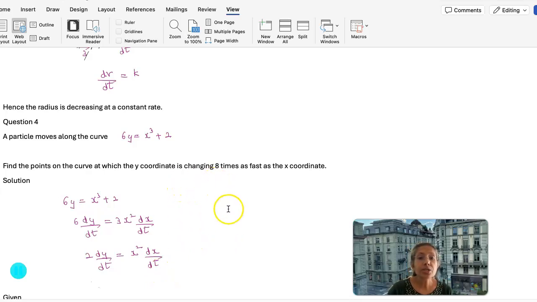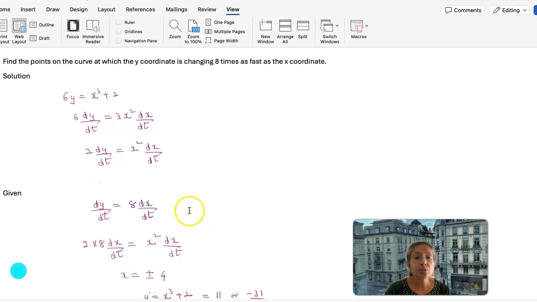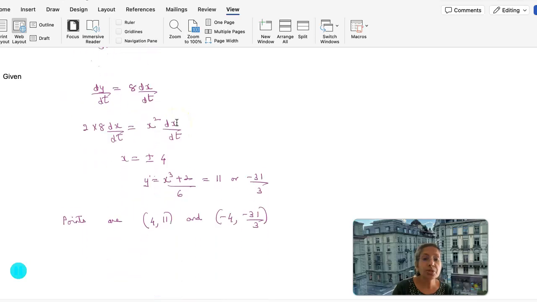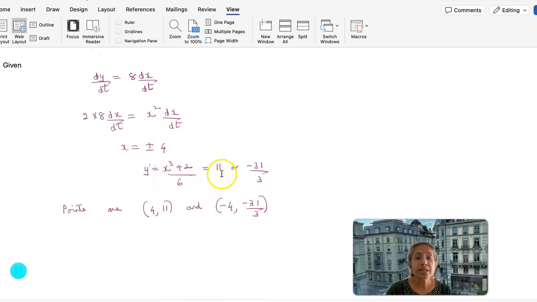Now the y coordinate is changing 8 times as fast as the x coordinate. So dy by dt is 8 times dx by dt. Substitute here. So 2 into 8 dx by dt is x squared dx by dt. So x squared equals 16, or x equals plus or minus 4. You have to find the point on the curve. So put x as 4 and minus 4 in 6y equals x cubed plus 2. So you get y as either 11 or minus 31 by 3. So your points are (4, 11) and (minus 4, minus 31 by 3).